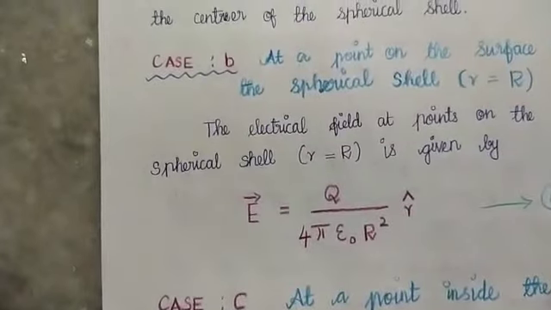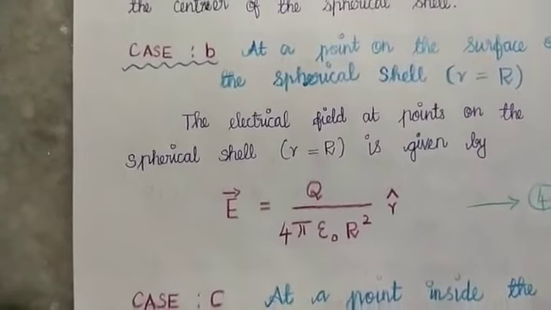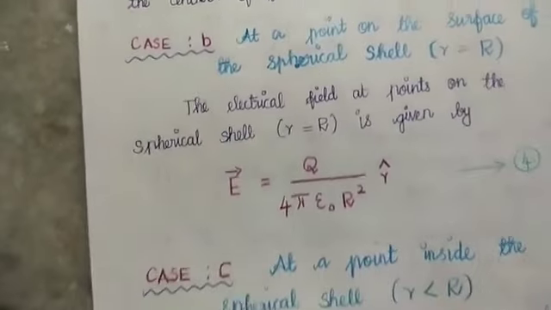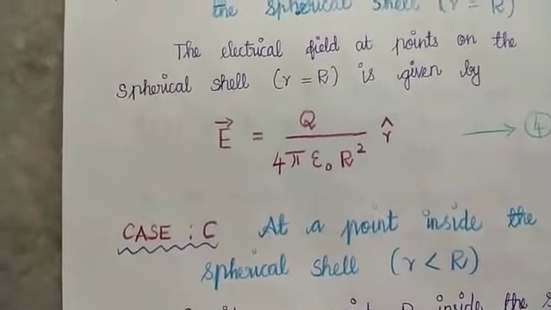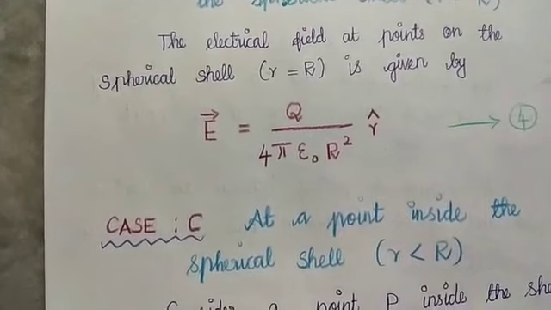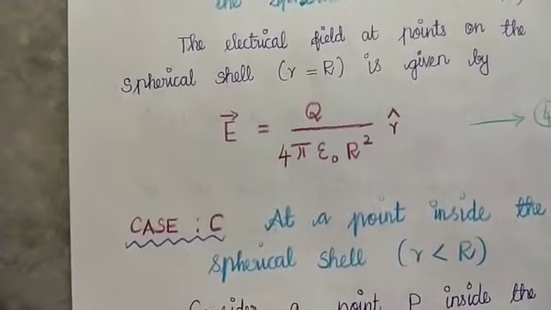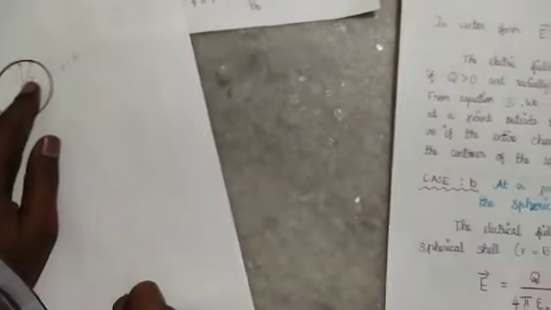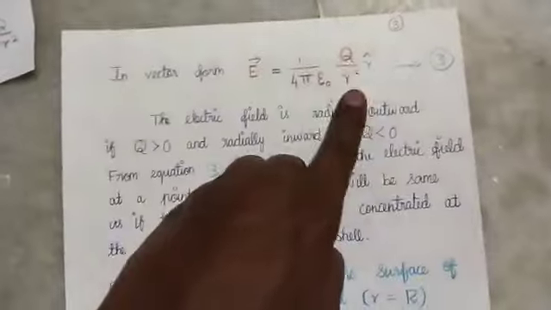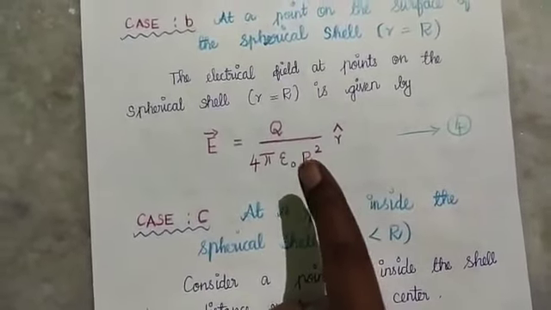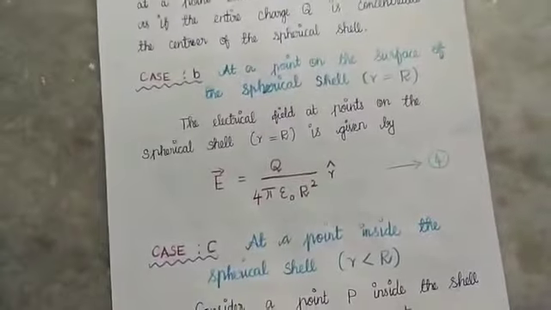The electric field at points on the spherical cell, that is r equal to R, is given by the electric field E vector equal to q by 4 pi epsilon naught R square into R cap. So small r is nothing but capital R. Here it will be changed. This is the second case, because the Gaussian surface is the same as the spherical surface. Case 3, this is an important case.